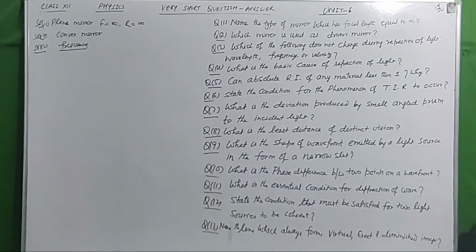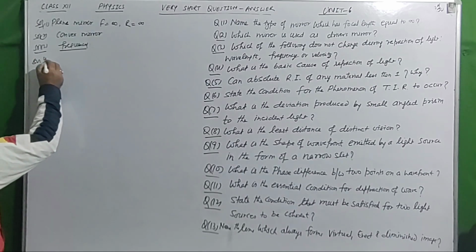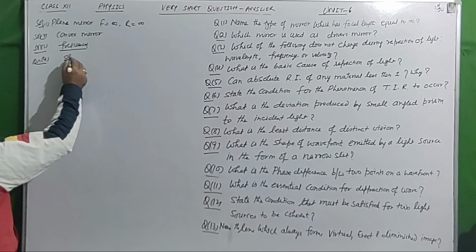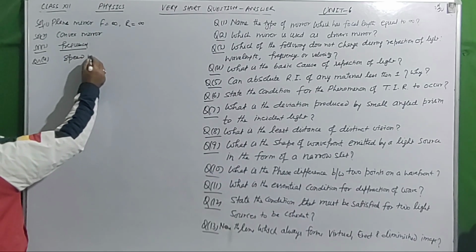Next question, what is the basic cause of the refraction of light? The basic cause of refraction of light is that the optical densities of the two media are different. So speed in different media is different. So what is the basic thing? Speed. Speed is different in different media.